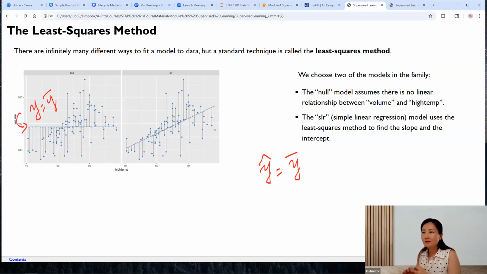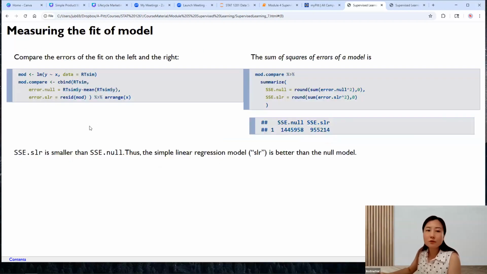And the second model is the best model in a sense. It's called the least square. It's a simple linear regression model using the least square method, in the sense that it will minimize the sum of squared vertical deviations of observations from the model. Let's fit these two models and evaluate them, comparing the performance of these two models.